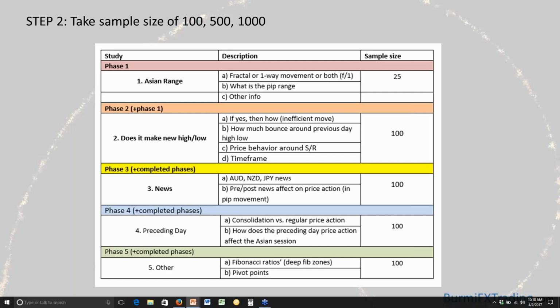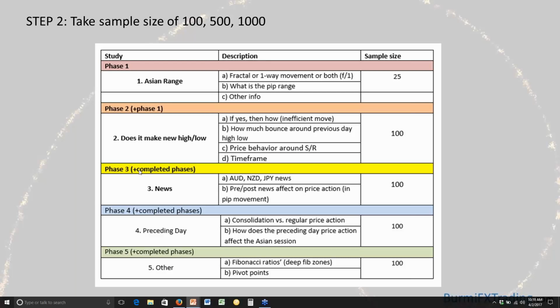Let's say 10 minutes before the news. Do we see a consolidation, or what's happening after the news? Do we see huge price spikes, or it doesn't do anything? So you would just take another sample size, say 100, and then you just do phase 4, phase 5.